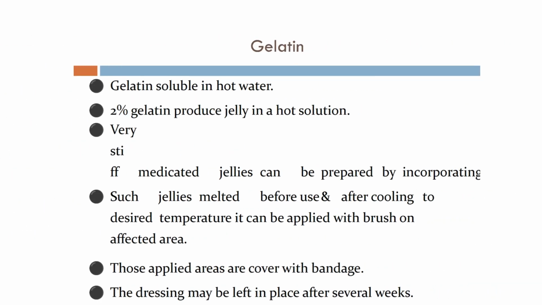And then there's gelatin. Gelatin is soluble in hot water. Just 2% gelatin can produce a jelly in a hot solution. Very stiff medicated jellies can be prepared by incorporating more gelatin. These jellies need to be melted before use. After cooling to a desired comfortable temperature, they can be applied with a brush to the affected area. The treated areas are then covered with a bandage. This dressing can be left in place for several weeks.